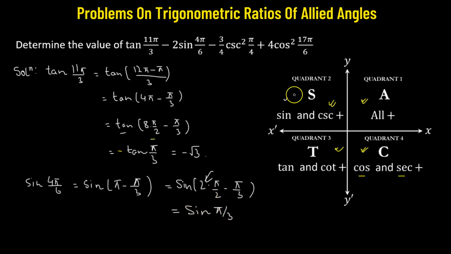The 2 pi over 2 is going to lie in the second quadrant, and pi over 3 lies between 0 and pi over 2 radian, so it's not going to affect the overall position. It's going to still lie in the second quadrant. In the second quadrant, sine is positive, so we're going to get a positive value. Sine pi over 3 is going to give us square root of 3 over 2. So let's keep it aside and we'll try to find out the value of the remaining two trigonometric ratios.